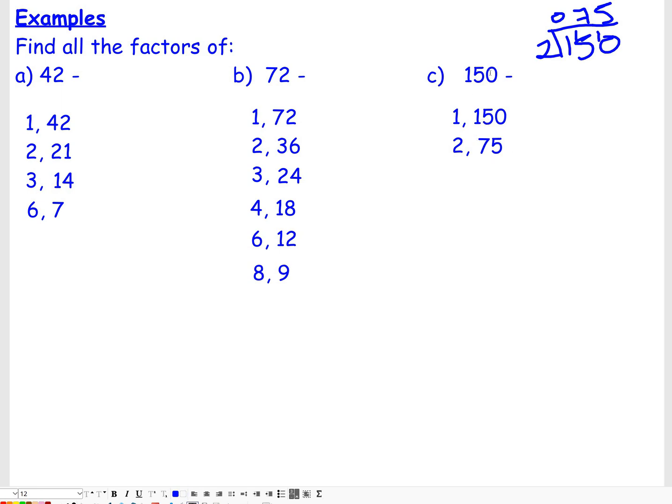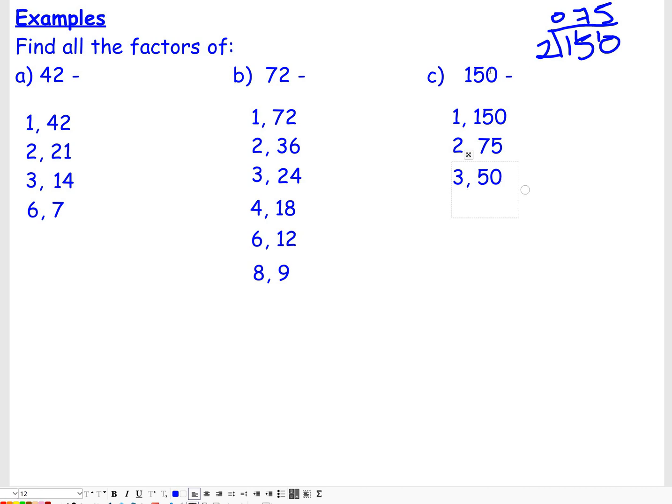Next, does 3 go in? Well, 1 add 5 is 6. Yeah, so 6 is in the 3 times table, so we can divide it by 3. 150 divided by 3 equals 50. And again, you could do a bus stop if you're unsure of that. Does 4 go in? Well, we can see 2 goes in an odd number of times, so 4 is not going to go in.